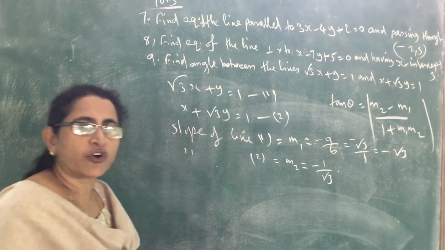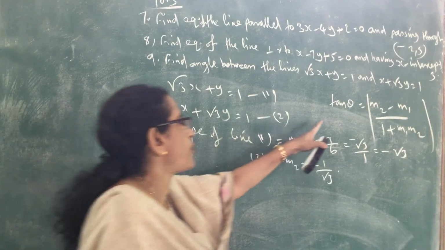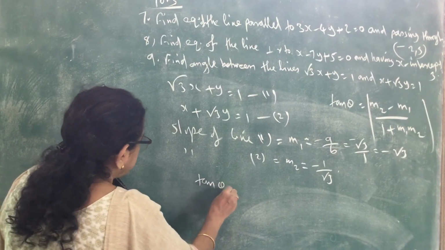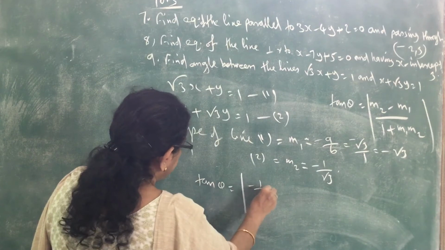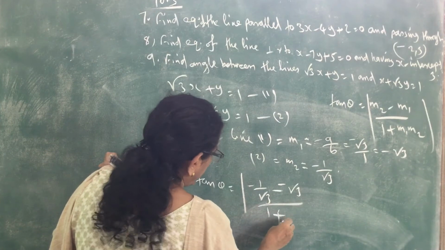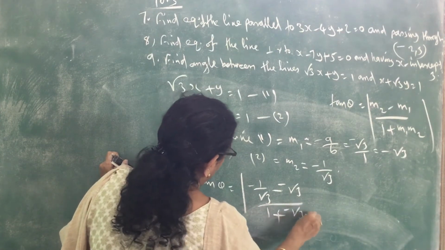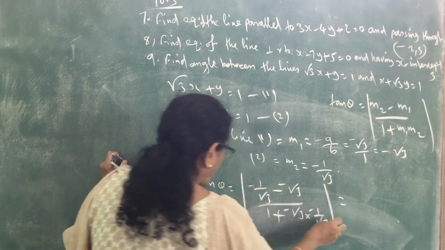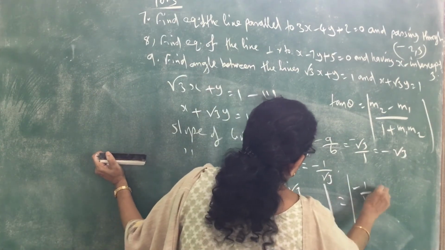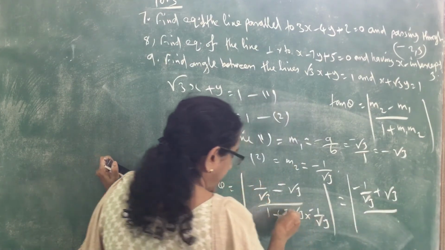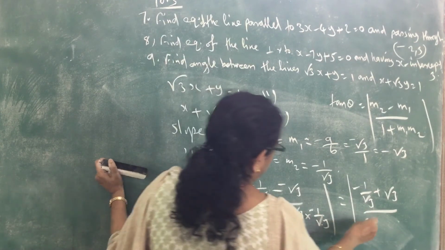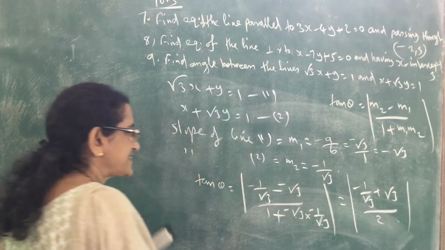So we got the slopes of both the lines. Now we can find the angle using this formula. Therefore tan theta equal to modulus of m2 minus m1, minus 1 by root 3 minus, minus root 3, divided by 1 plus m1 into m2, that is 1 plus root 3 into 1 by root 3, which is 1. So 1 plus 1 is 2. Now find LCM and simplify.